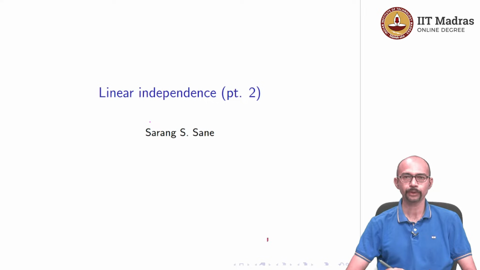In this video, we are going to talk about linear independence. This continues from our previous video on the same topic. Let us recall that a set of vectors being linearly independent means that they are not linearly dependent, which is to say that if you take a linear combination which equals 0, then the only way that can happen is if the coefficients are 0.